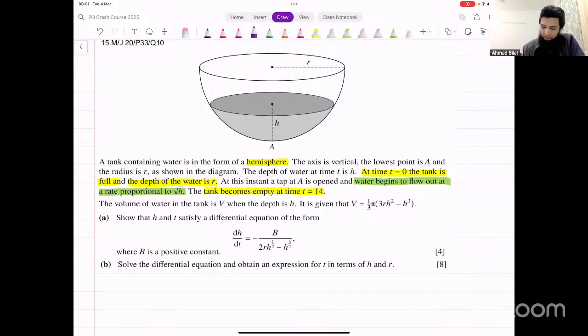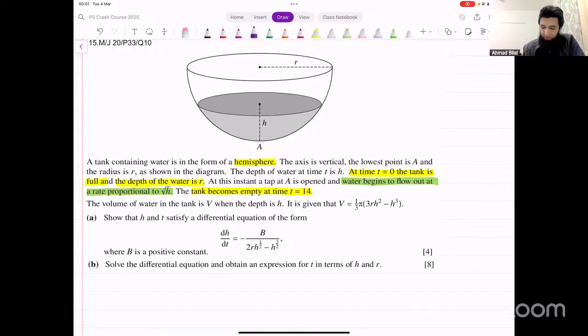Okay, let me write this down because this might be required later on. When time is 0, what's the depth? It's equal to r, right? Depth of the water is r. And when time is 14, the tank becomes empty. If it becomes empty, what's the depth going to be in that case? That's going to be 0. So these are two pieces of information that we might need to use later on.